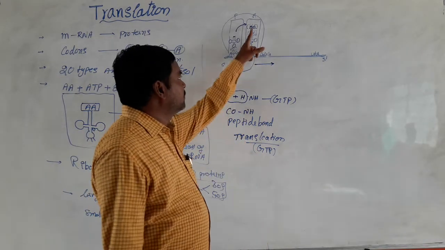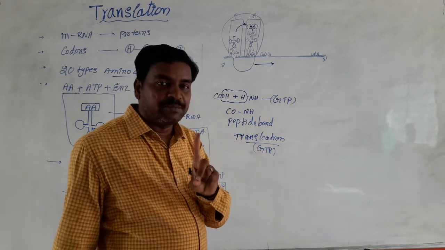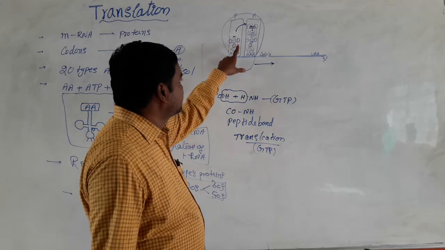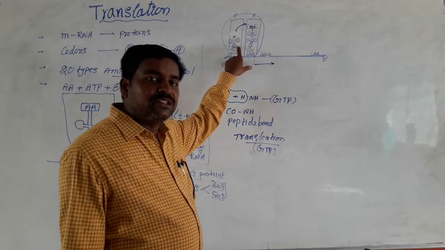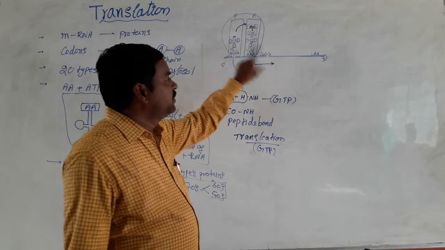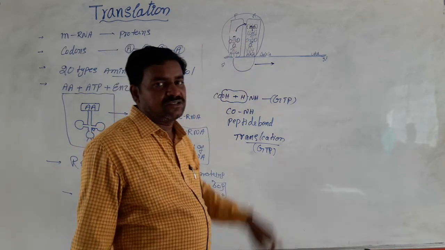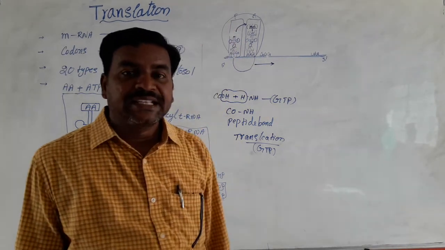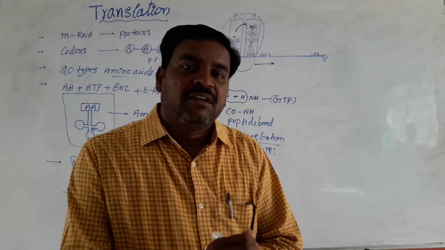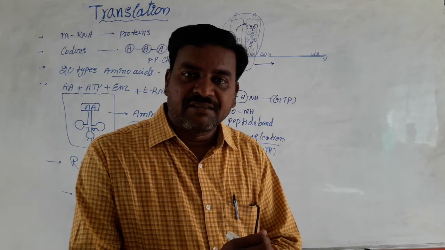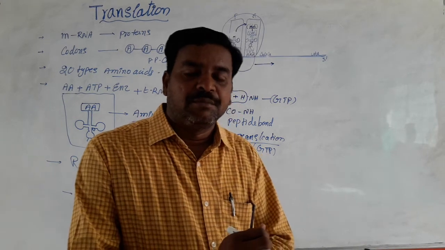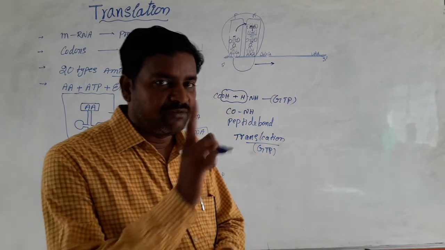But the first amino acid, methionine, requires only 1 GTP because translocation is not required for methionine. Why? Methionine directly enters the P site. So, except methionine, all other amino acids require 2 GTP, but methionine requires only 1 GTP.